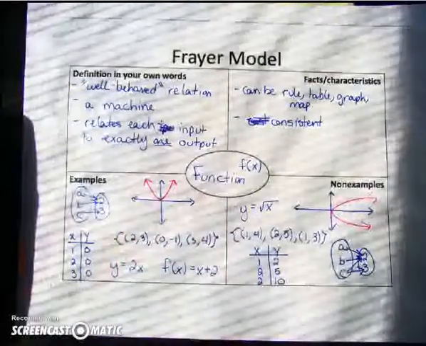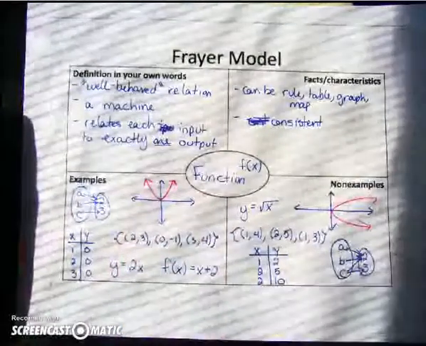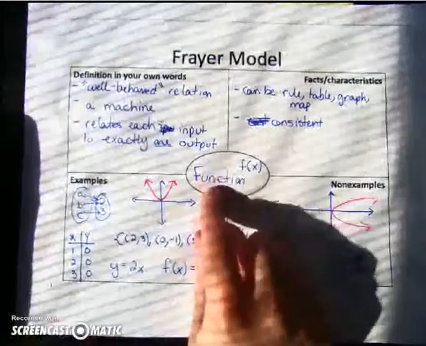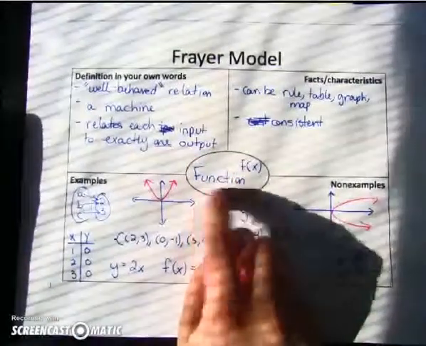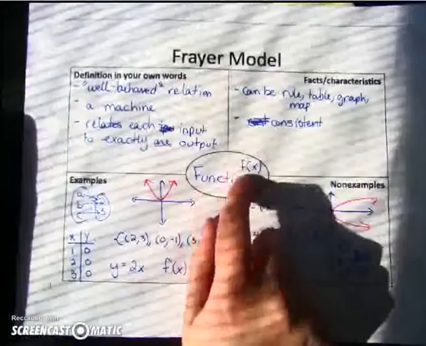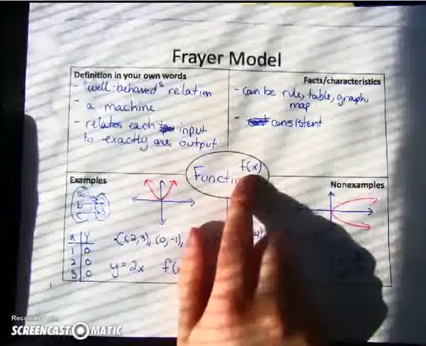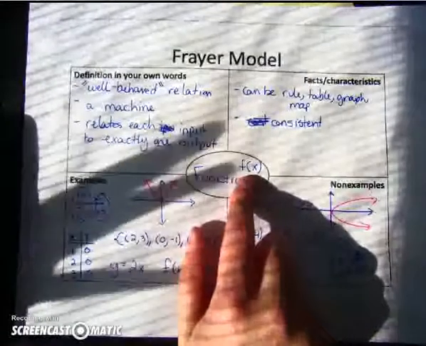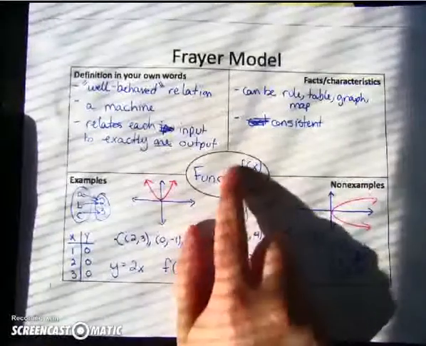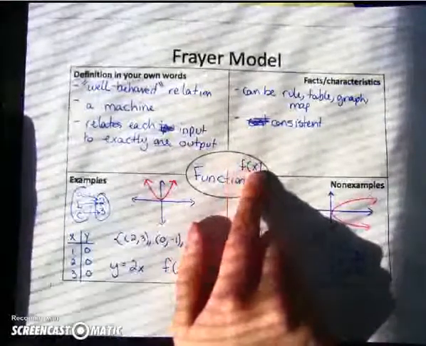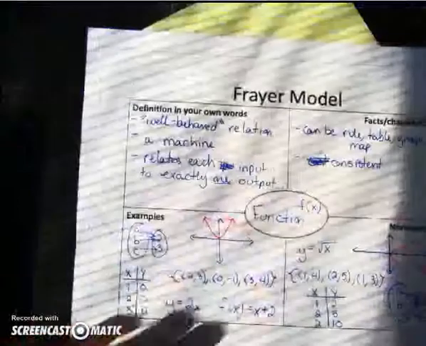Okay, so what we're looking at today is a function and how that's different from a relation. So in the middle of your Frayer model, in the circle here, please write function and f parenthesis x. Now what this says is f of x. This is how we denote functions, and what that's really saying is with the function f, the input is x. Okay, we're going to use that more next week, so don't worry about it too much right now.